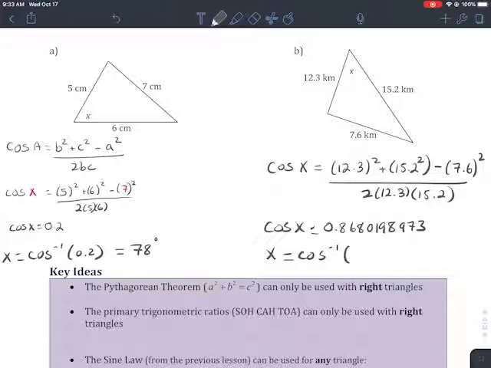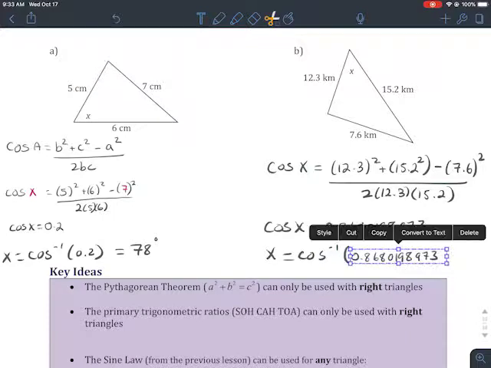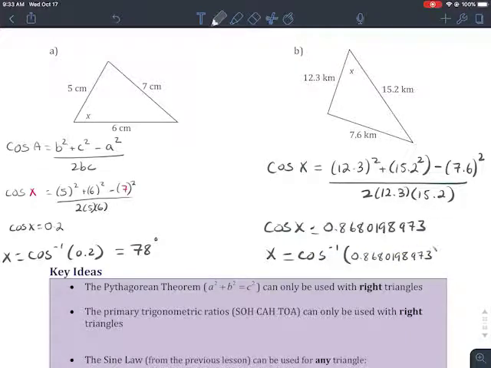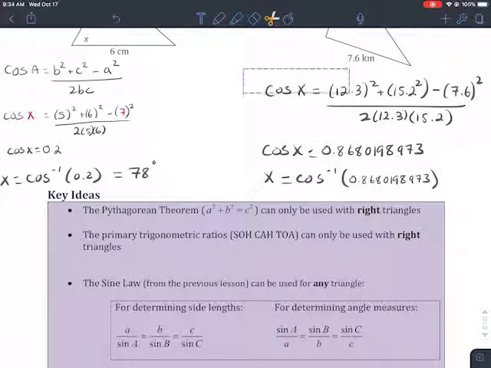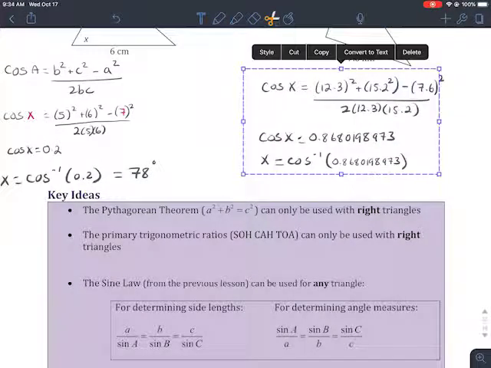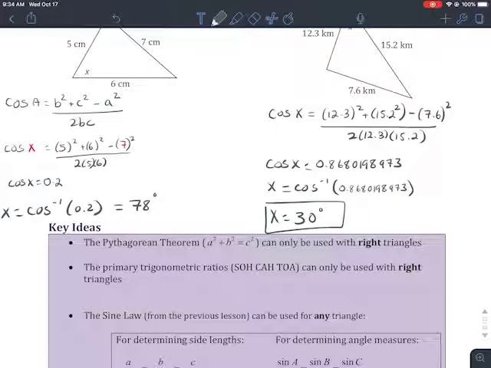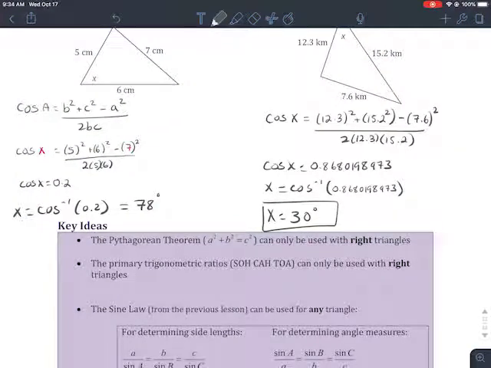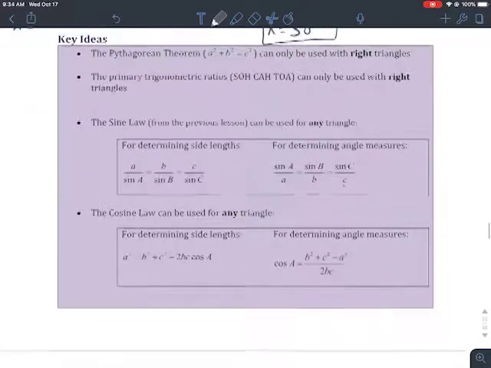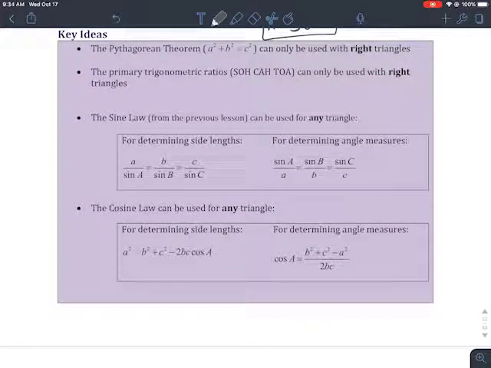0.8680198973. So x is going to be equal to the cosine inverse, so cosine minus 1, of this long decimal that we got from our previous step. Okay, so if all of that goes into your calculator, again, please make sure that it is in degree mode. To the nearest whole number, x is 30 degrees. Okay, so there's how we could use the cosine law to help us find a missing side length or a missing angle. Okay, and here are some of your key ideas: Pythagorean theorem, SOHCAHTOA, sine law, cosine law.